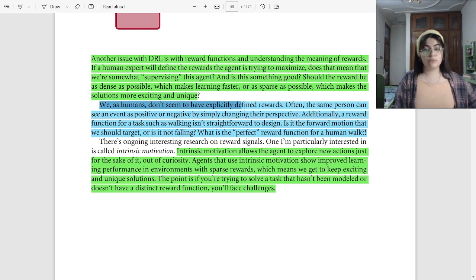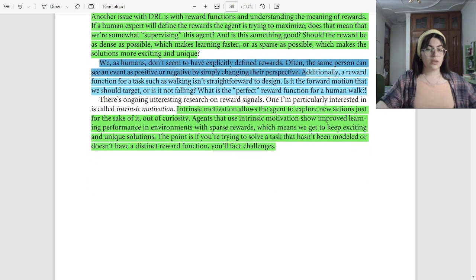We as humans don't seem to have explicitly defined rewards. Often, the same person can see an event as positive or negative by simply changing their perspective. Additionally, a reward function for a task such as walking isn't straightforward to design.